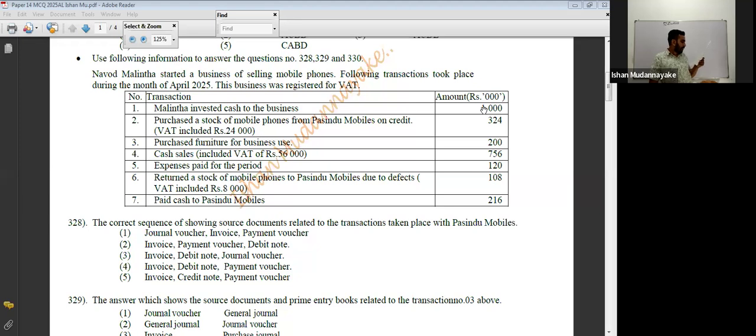Right, then the correct sequence of showing the source document related to the transactions taking place with passing the mobile. Now, what's the answer? What's the answer? The correct sequence of showing a source document related to the transactions taken place with the mobile. What is the answer?